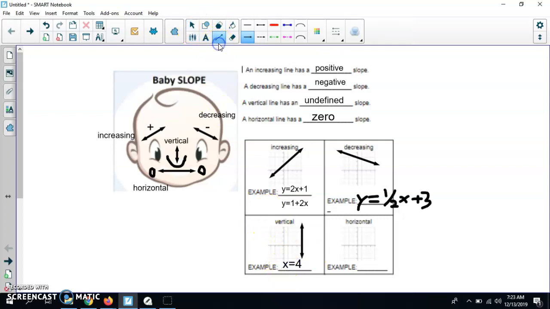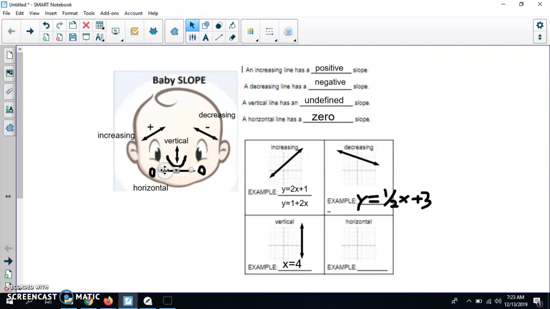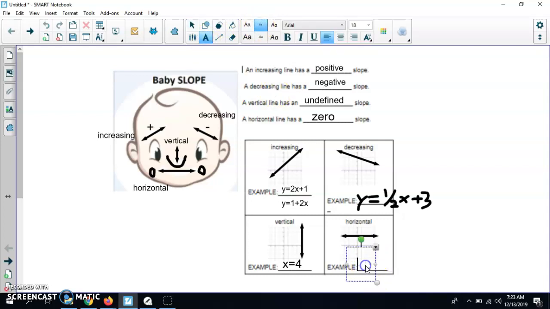And then a horizontal line, just like over here, is a line that goes side to side. I wonder if I could copy this line. Oh, fancy. All right, a line that goes side to side. So we might have the equation, and instead of x equals, we have y equals. So this might be y equals 2. Okay, y equals 2.